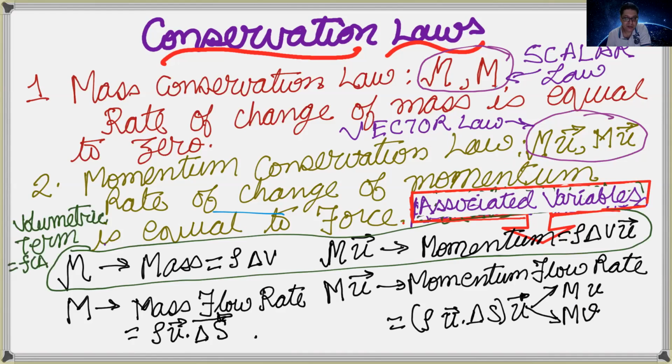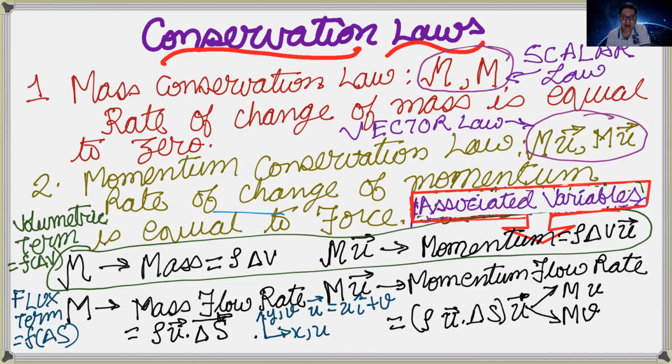So these two terms, mass and momentum, are directly proportional to, a function of, the volume of the fluid element. They are called volumetric terms. The mass flow rate and momentum flow rate are functions of the surface area, so they are called flux terms.